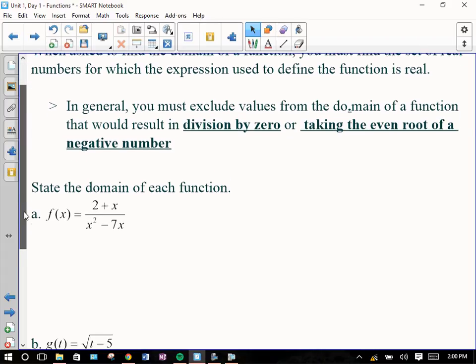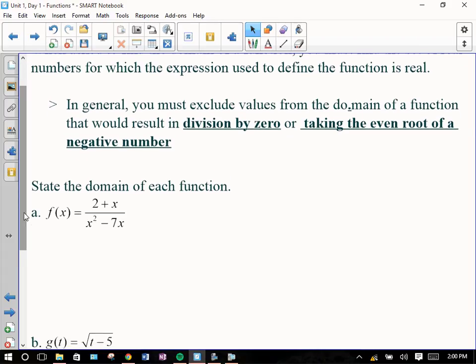So, what did I say? To find the domain, you can't divide by 0. Correct? To find the domain, you can't take the even root of a negative number. You can't take the square root of a negative number. So, this is a fraction, correct? It's 2 plus x divided by x squared minus 7x. So, I can't divide by 0, right? So, x squared minus 7x can't equal 0. Does that make sense?